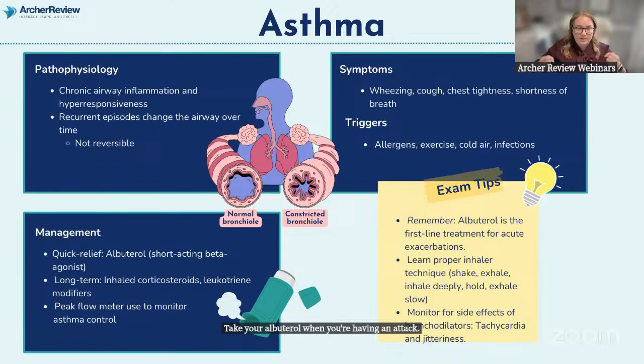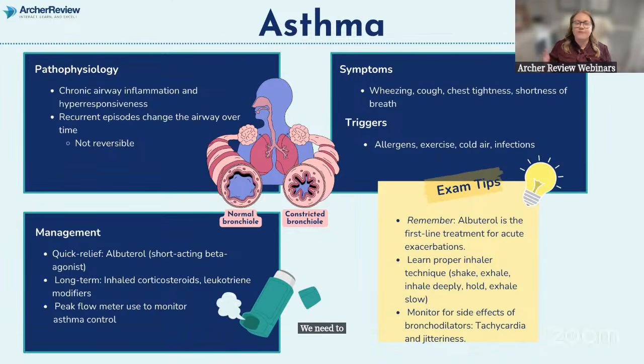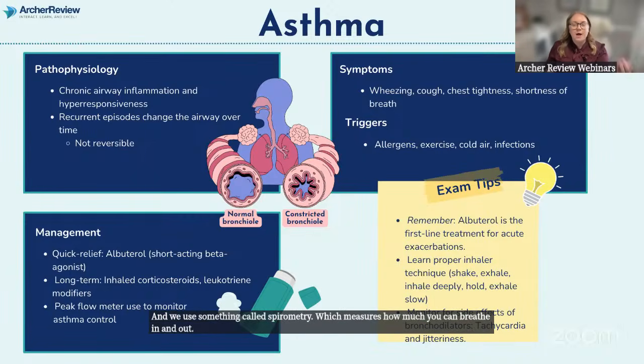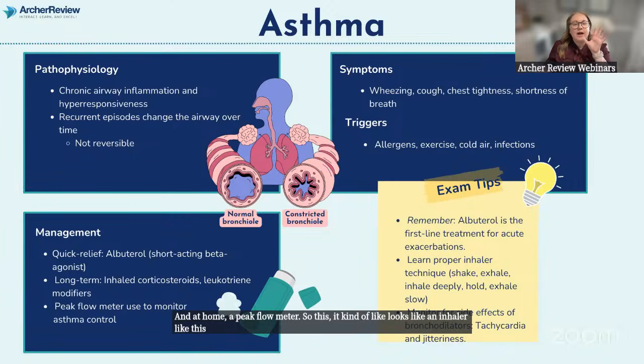Now, there's one more component to our long-term management here, which is monitoring how well you're responding to treatment. We need to know if it's working or if we need to adjust your medications a little bit. And we use something called spirometry, which measures how much you can breathe in and out. And at home, a peak flow meter. It kind of looks like an inhaler like this. You breathe into it and we measure, all right, how much can you breathe out when you're at rest, you're feeling good, you're not having an attack.